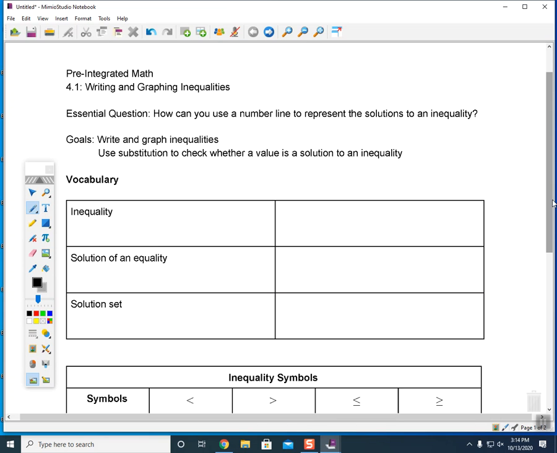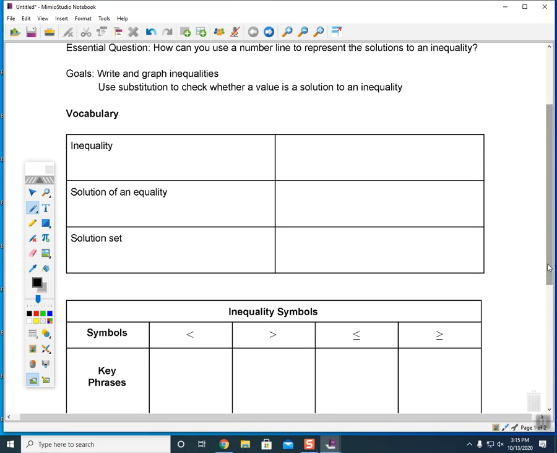So the first vocabulary word here that I have is just inequality. An inequality compares one expression to another.